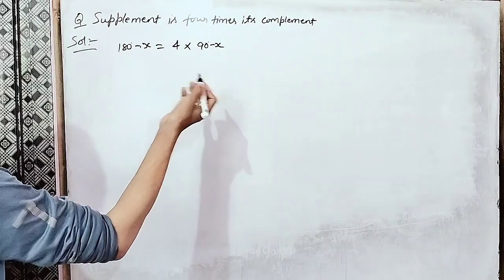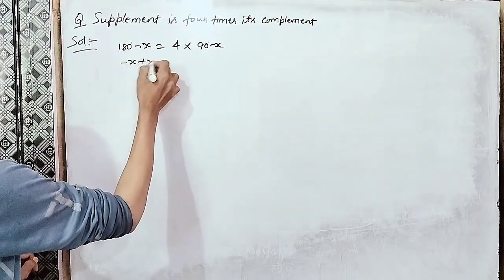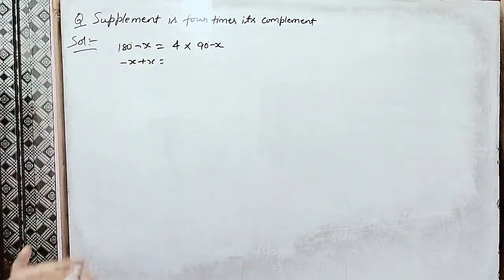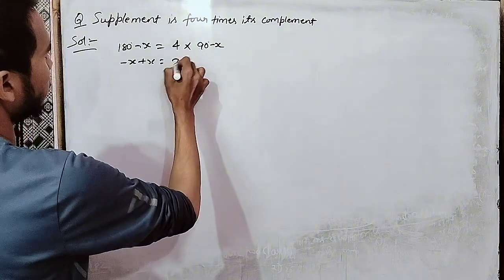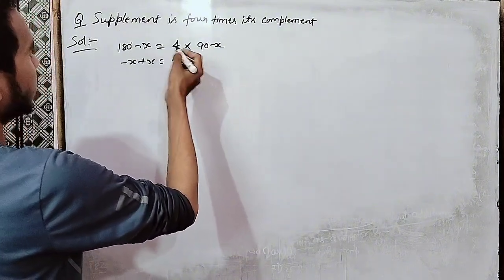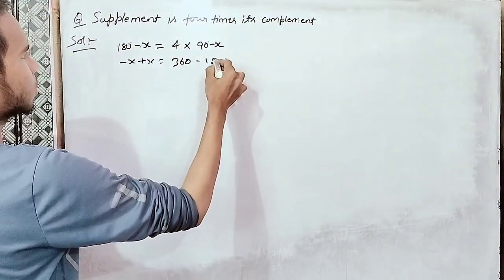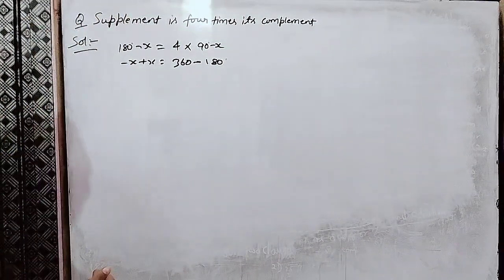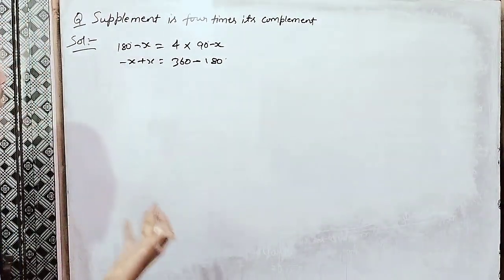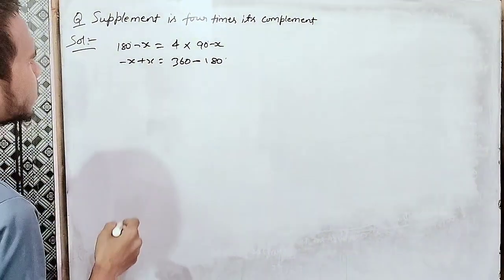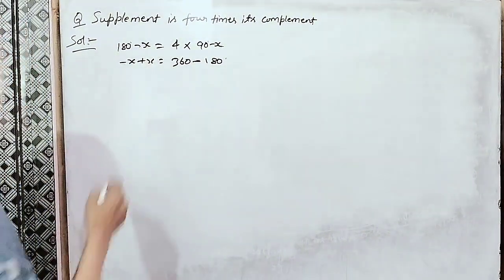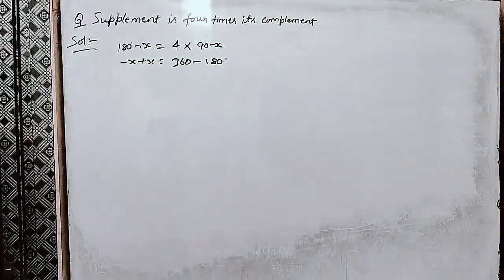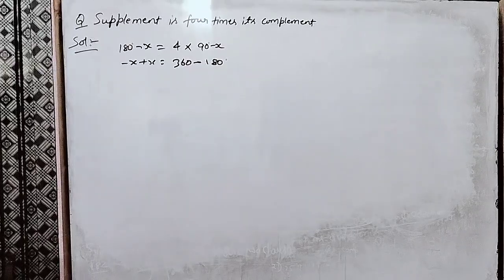Now we have a linear equation, as you know. 9 4s are 36 and 180. What would you do? Here we are looking, this will get cancelled out.